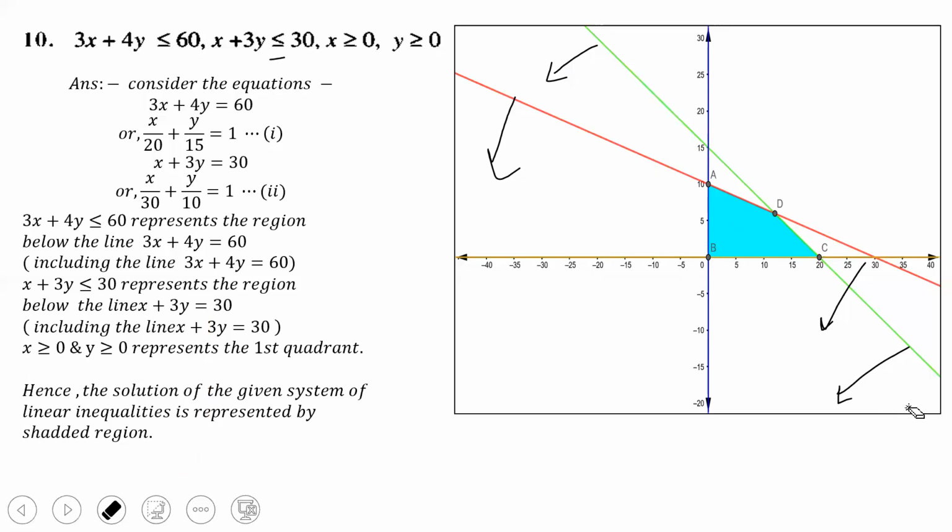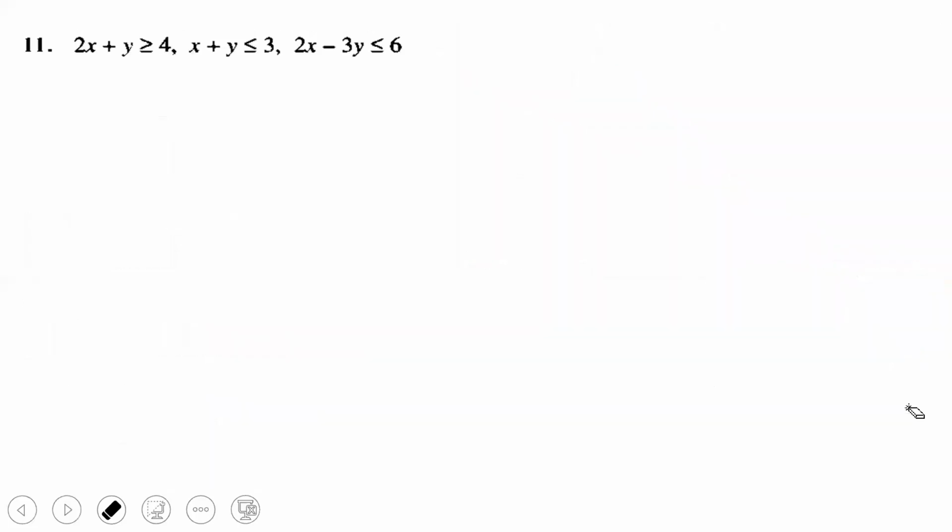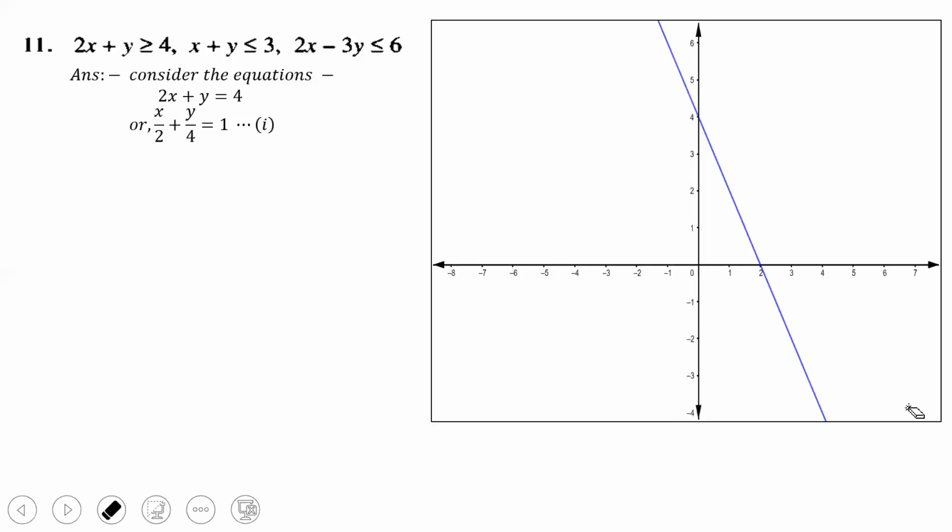So moving to the next question, question number 11. 2x plus y greater than or equal to 4, x plus y less than or equal to 3, and 2x minus 3y less than or equal to 6. So 3 inequalities are there. First of all, consider the equations. 2x plus y equals 4. Find its intercept form, that is x by 2 plus y by 4 equals 1. Draw the line.